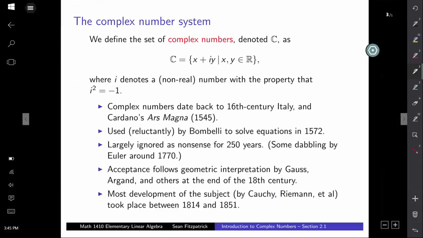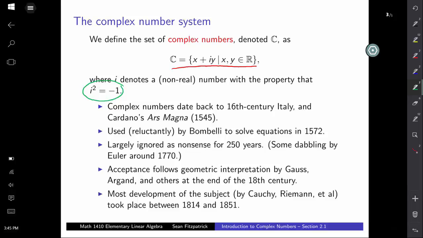Okay, so this video is going to introduce the basics of the complex number system. The set of complex numbers is denoted by a capital C, and it's defined as a set of binomials. So the definition looks like this. It's all numbers of the form x plus i times y. x and y here are just ordinary real numbers. The new character here is this number i. So i satisfies the property that when you square it, you get -1.